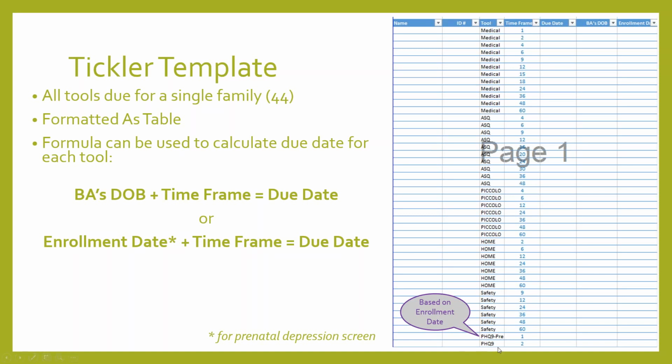The exception to that is this prenatal PHQ, depression screening, which has to be collected before the baby is born. So obviously it can't be based off of the baby's due date, or the baby's birth date. So we made a decision to calculate this as the enrollment date plus 1 month. Now, we did that because we know that we tend to enroll people relatively late during the prenatal period, and if we waited too long, we were going to risk missing that tool before the baby was due.